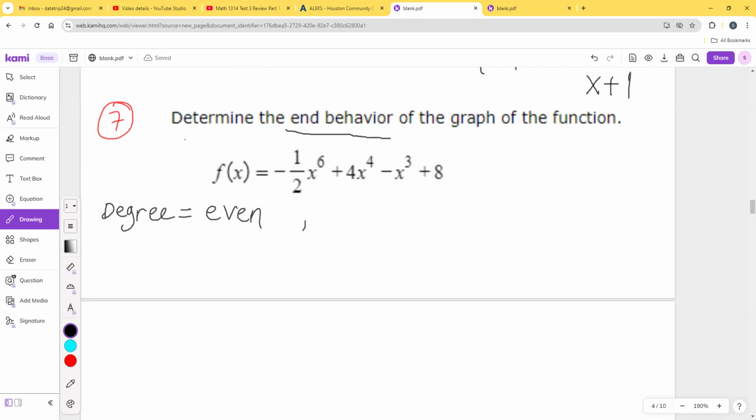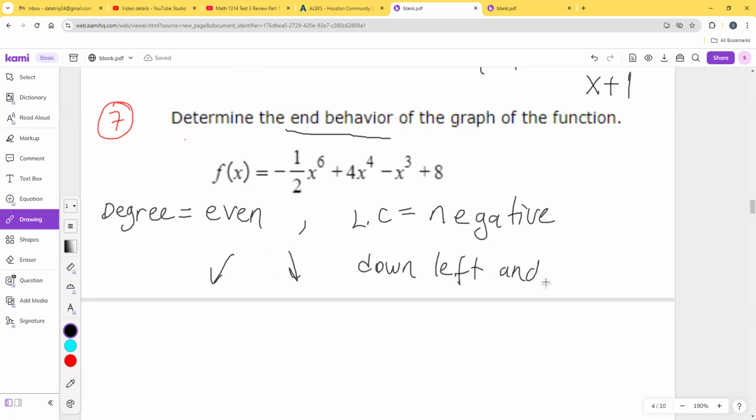Okay, now the leading coefficient is -1/2. So we don't care what number it is, but we only care that it's a negative number. So what will be the end behavior? It's gonna be down and down. So on the test, you will choose down on the left and down on the right.